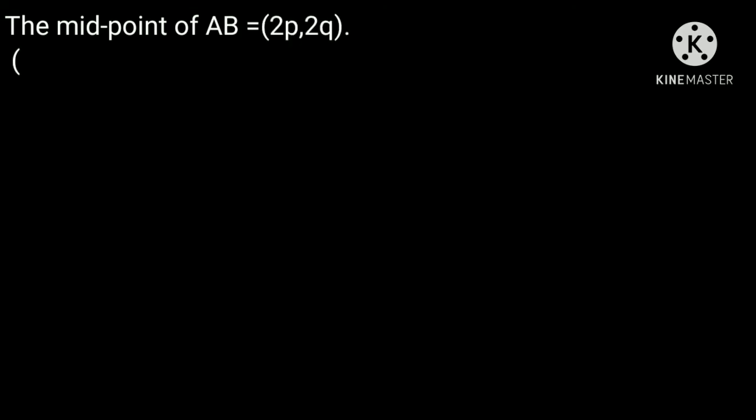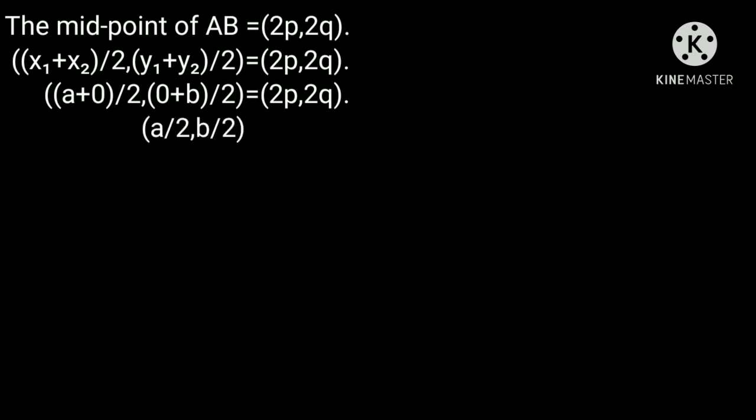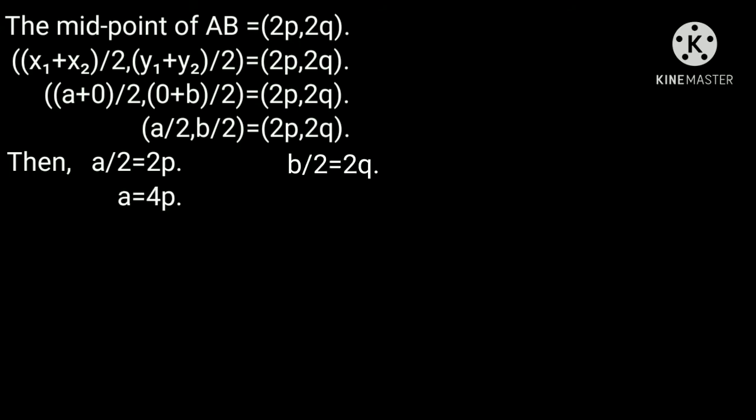We know the formula of midpoint: (x1 plus x2) by 2, (y1 plus y2) by 2, that is equal to (2p, 2q). Here substitute the x1, y1 and x2, y2 values, then (a plus 0) by 2, (0 plus b) by 2, that is equal to (2p, 2q). From this, a by 2, b by 2 equal to 2p, 2q. If any 2 points are equal, then their coordinates are also equal. From that, a by 2 equal to 2p, then a equal to 4p. And similarly, b by 2 equal to 2q, so b equal to 4q.